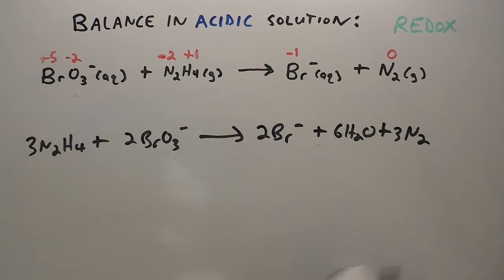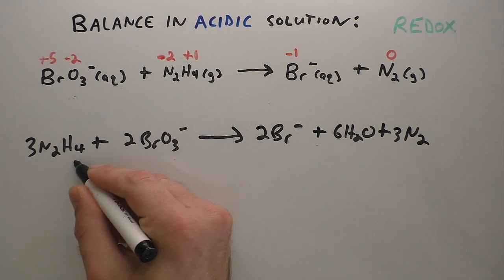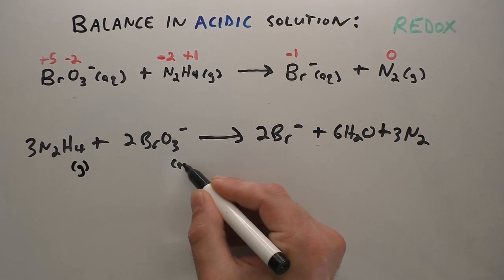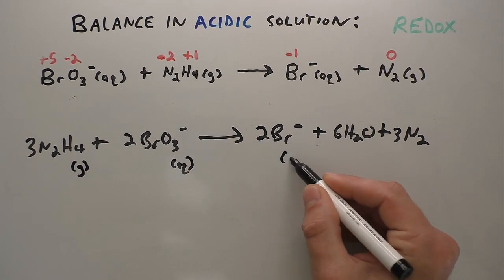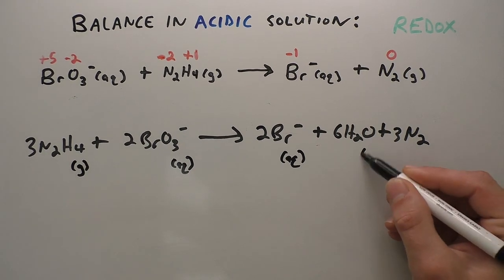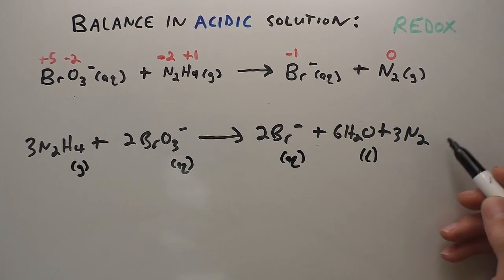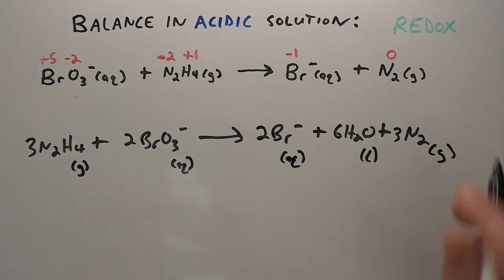And if you wanted to be super proper and correct about it, I don't know how anal your teacher is, but you would add in the states of matter. Hydrogen is a gas, bromate ion is aqueous, bromide ion also aqueous, water is a liquid, and then nitrogen is a gas. And I only popped them in at the bottom because I didn't leave myself enough room to write them in. So I hope you found this video helpful. We now have a balanced redox equation in acidic solution.